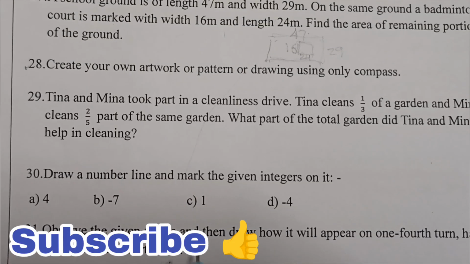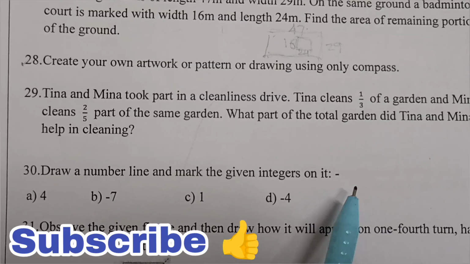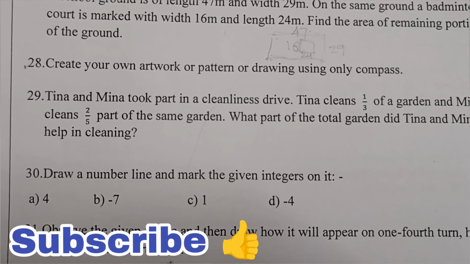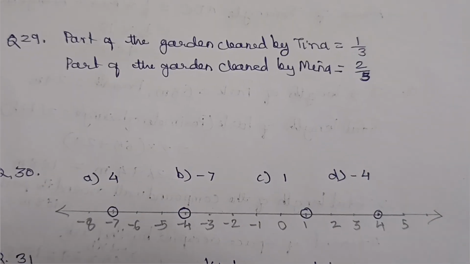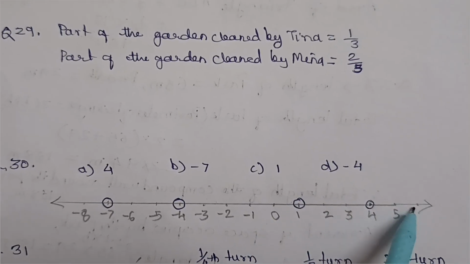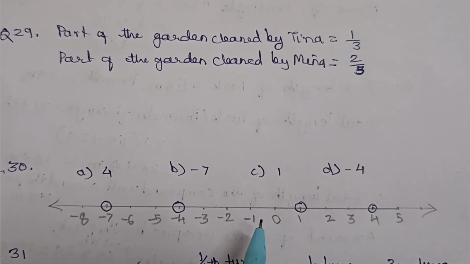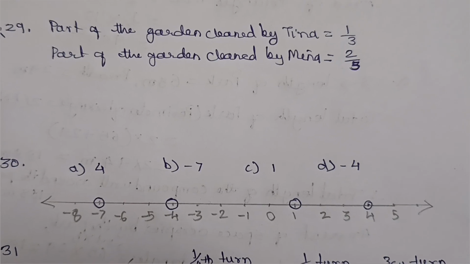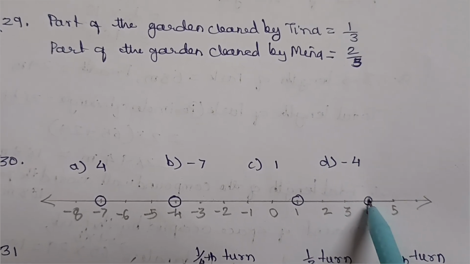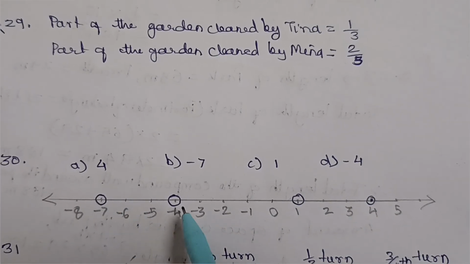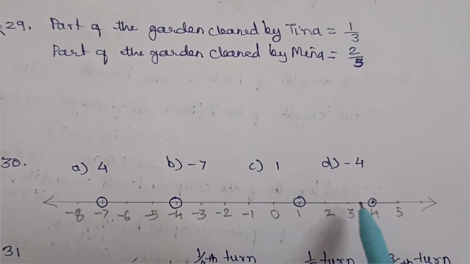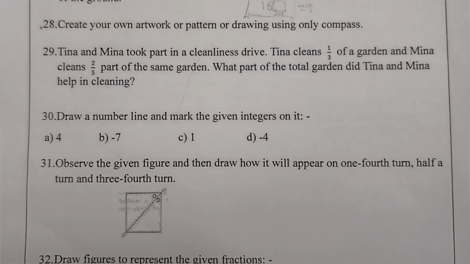Question number 30. Draw a number line and mark the given integers on it. A 4, B minus 7, C 1 and D minus 4. So here we have drawn the number line 0. On the right side of the 0 all the positive numbers and on the left side we wrote all the negative numbers. So 4 will come here, then minus 7, then 1 and then minus 4. So here you have to do the marking on the number line.